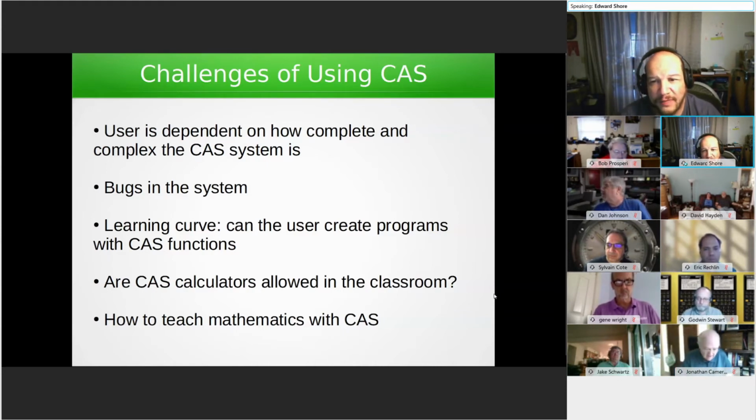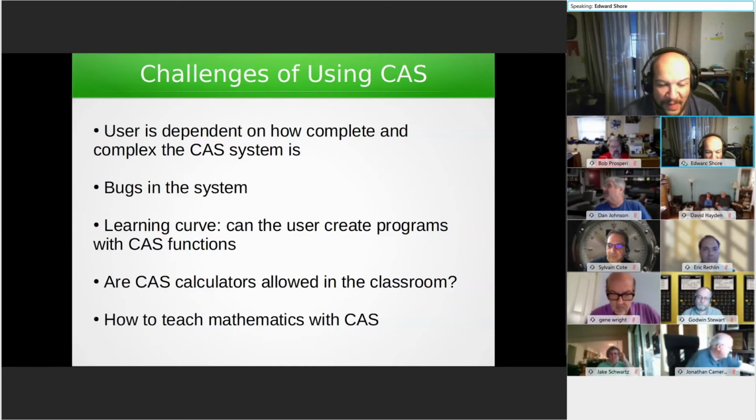Can the user create programs or easily understand all the essential CAS functions and some of its explanations? Also, how easy is it to find all the CAS functions that they want to get to? Then there's the issue, if you have a CAS calculator, of whether that calculator would be allowed in the classroom. And it's not only high school, though I can't imagine a CAS calculator being allowed in a middle school classroom. Who knows nowadays? But also university. Does the university class allow CAS calculators, CAS enabled calculators?